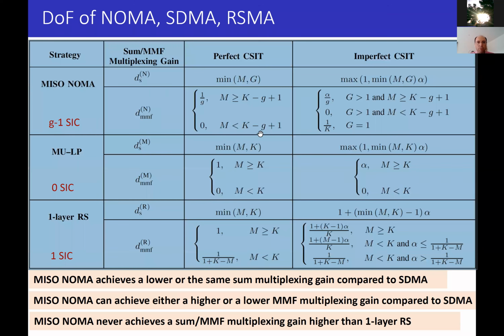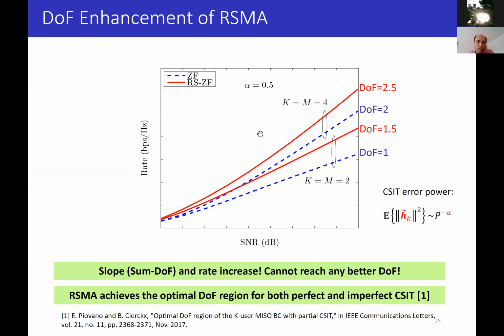Right. So let me show you this based on some figures. This is a DOF enhancement of rate splitting versus MULP. This is the same figure as what I showed you earlier on. This is when we have imperfect CSIT, and you have a slope here that, depending on the number of users, the number of antennas, and the quality of the channel state information at the transmitter, you can show that you have a slope increase. And so the slope increase leads to actually a rate increase.